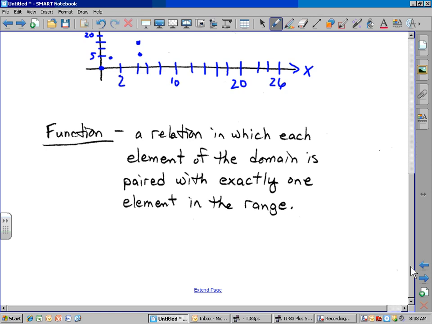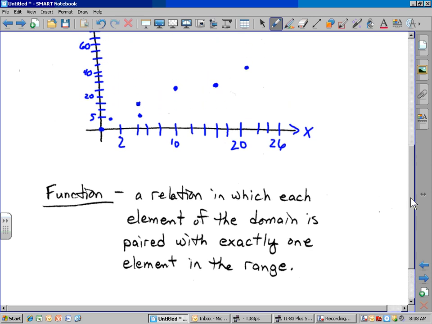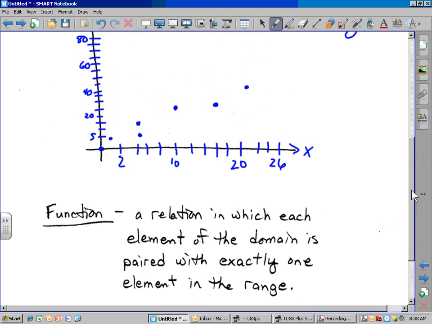So, is that relation a function? No. Why not? 4.9, which is an x, is connected to how many y values? 2. 4.9 goes to 17.5 and 7.7. So for that one x, there are 2 y's, not a function.